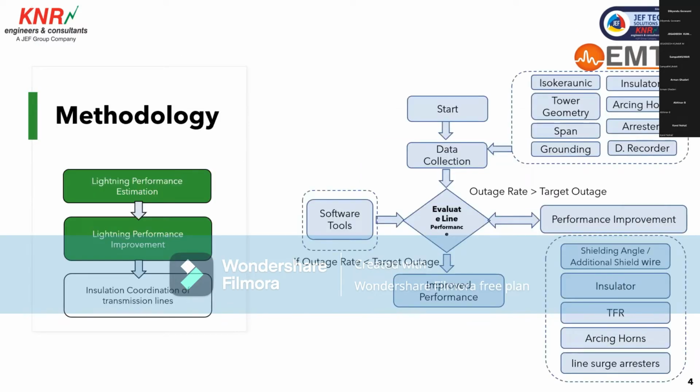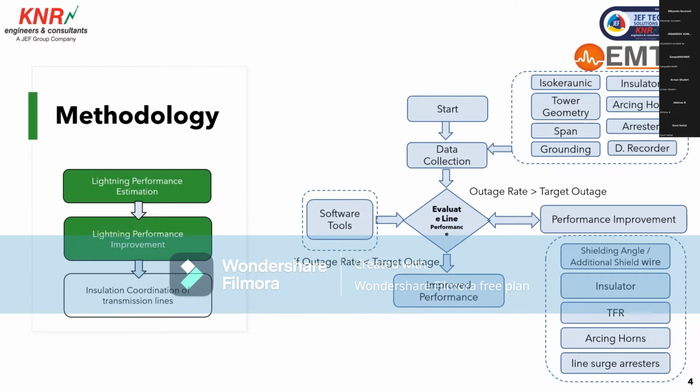Okay, this slide briefly explains step 1 and 2. So the process starts with data collection. We collect data like isokeraunic level, tower geometry, span, grounding details, arrestor, arcing horn, all these things. And we evaluate the line performance using the Flash program, and we compare with the target outage rate which we want to maintain. And suppose if it is meeting, then we can move on to the next step of insulation verification.